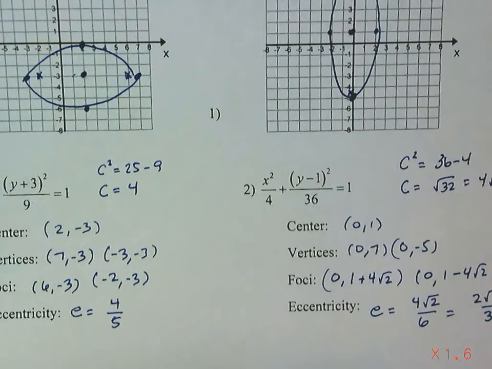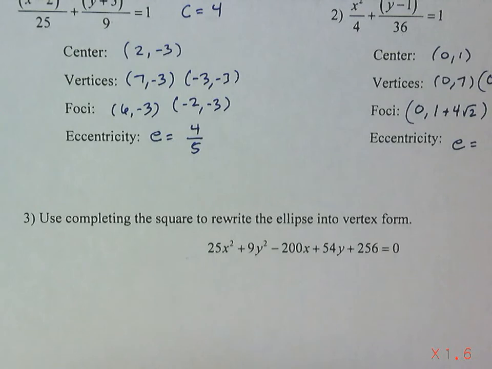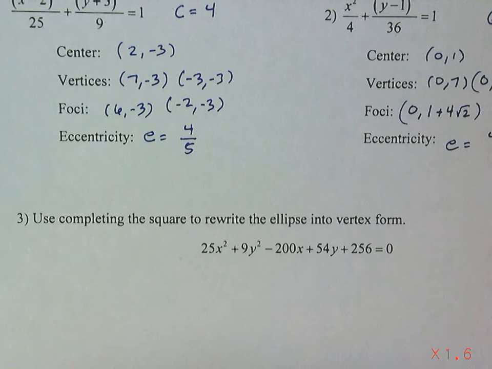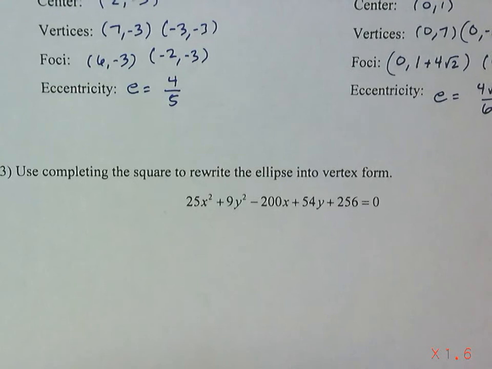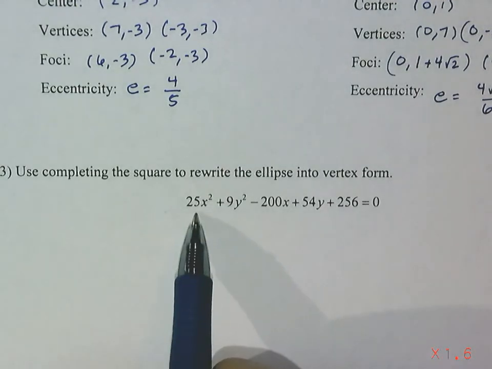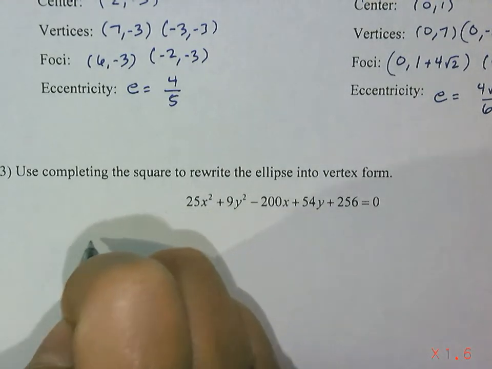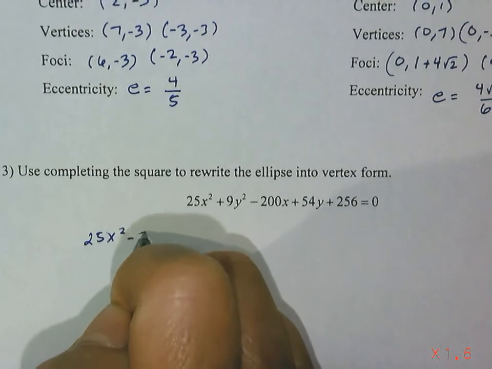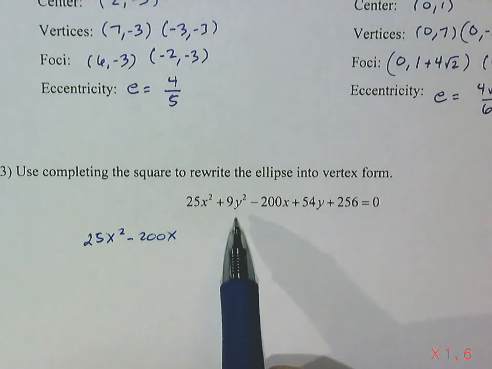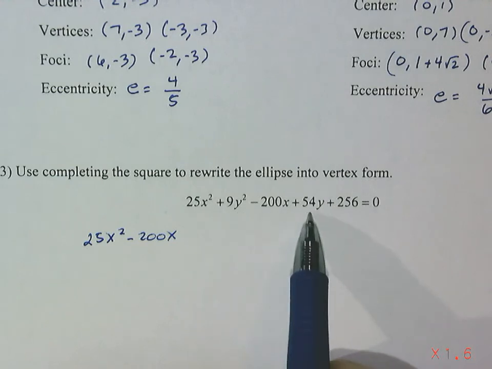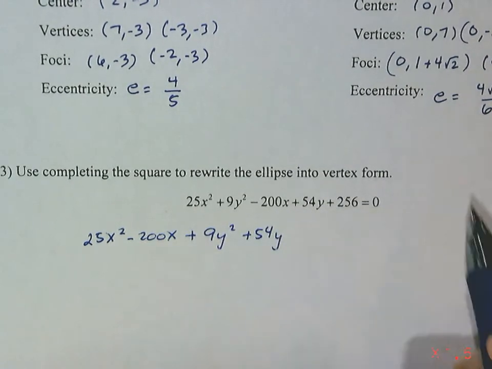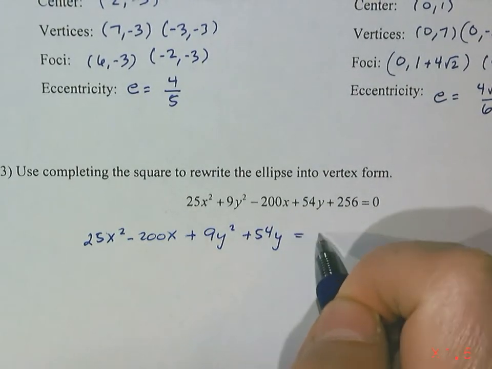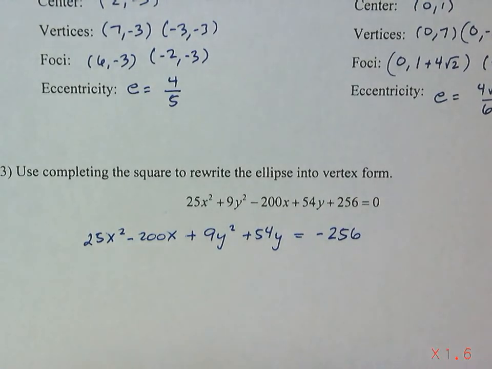The last thing we're going to need to do with this is go ahead and complete the square. When I complete the square, it's going to be very much like a circle, but there's going to be an extra step. So I'm first going to go ahead and isolate. So I have 25x squared minus 200x together. I'm going to put the y's together. So I have plus 9y squared plus 54y. And I'm going to put this 256, move it to the other side, so it becomes negative 256.